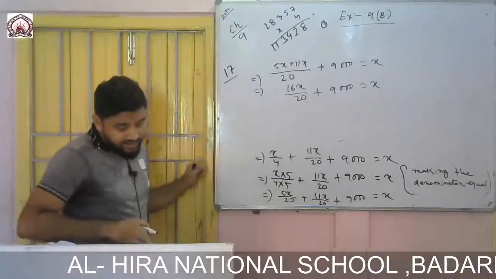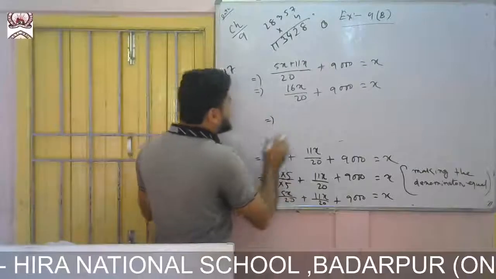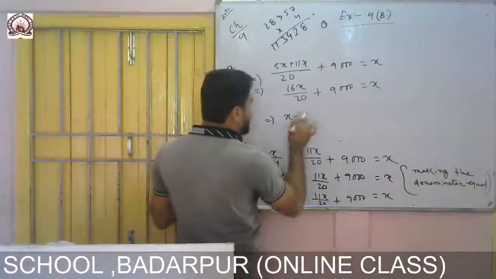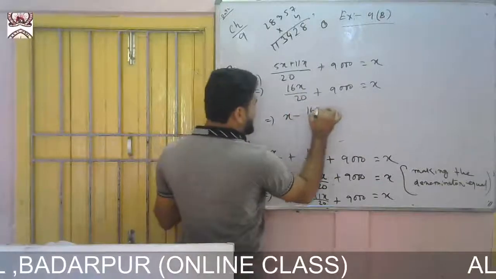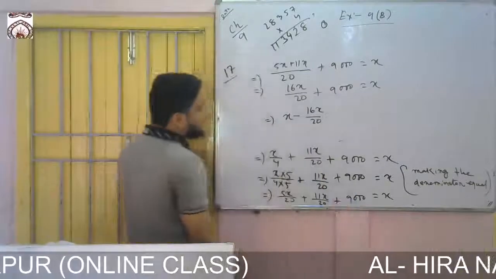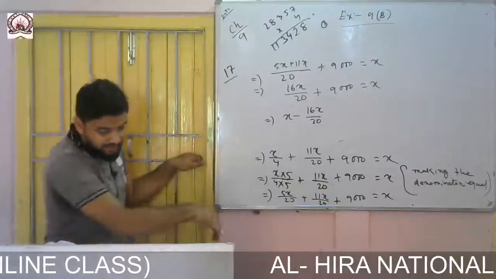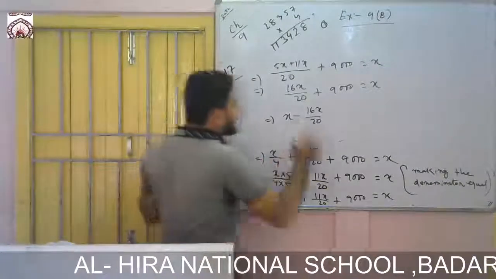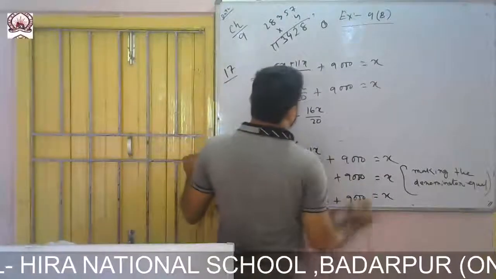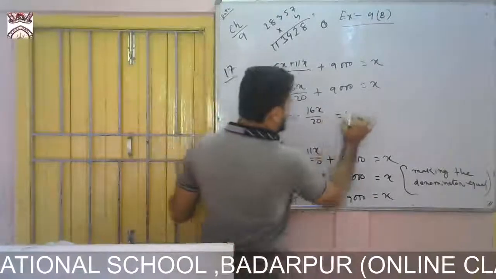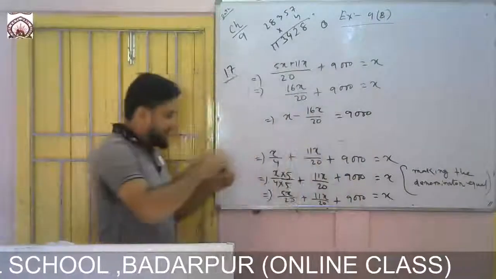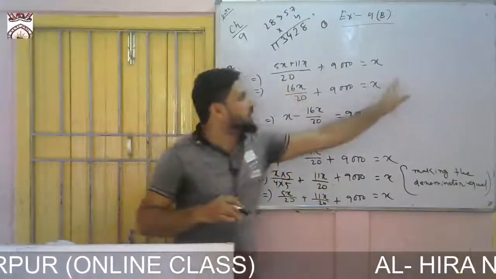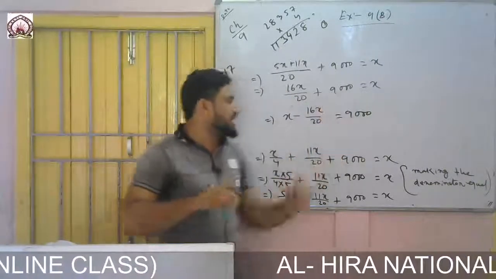Now one thing you do: you take this x here. If you take this one here, then x minus 16 by 20, x minus 16 by 20. And this one you just keep. So here what I have done is I just kept the 9,000 on the right side, and this x I have moved to the left.